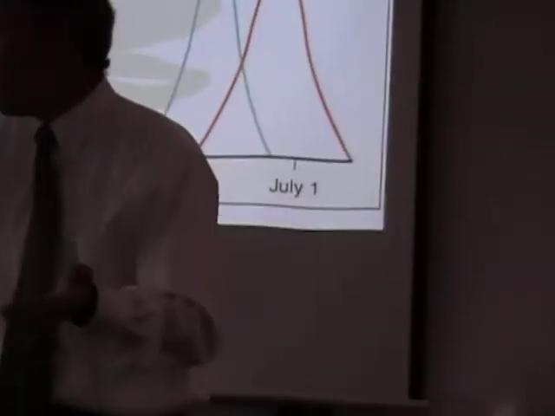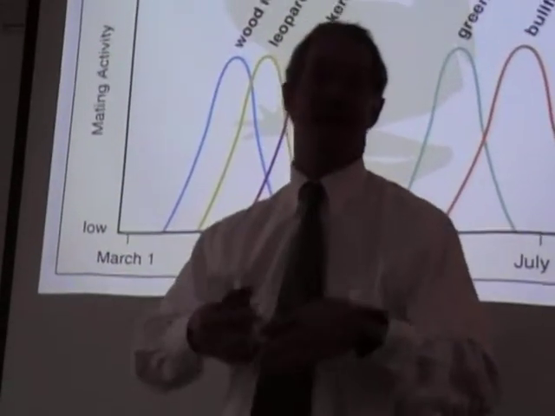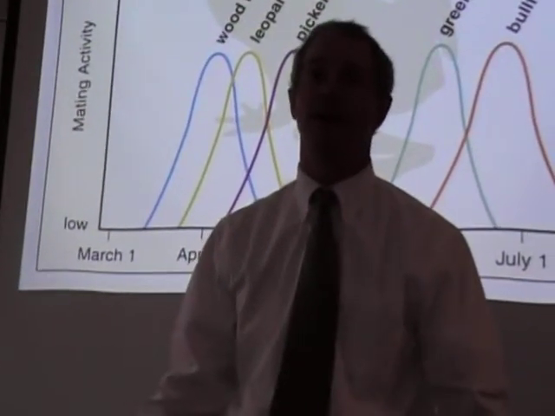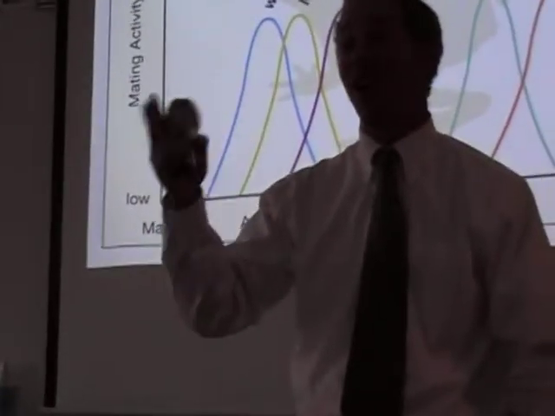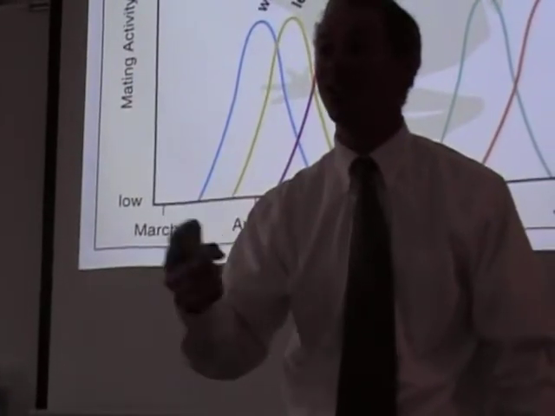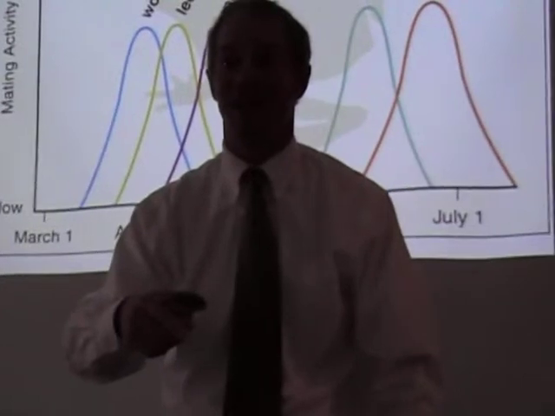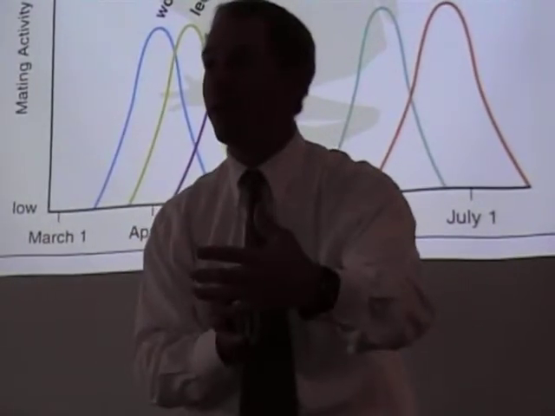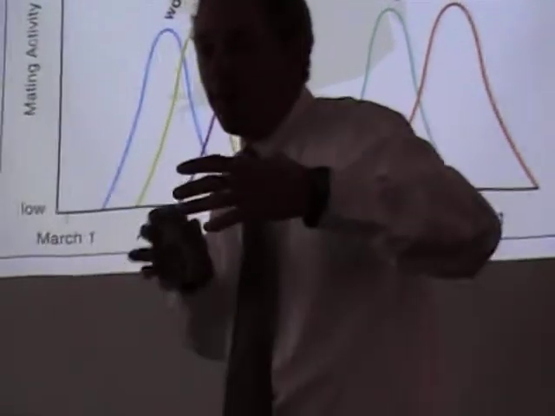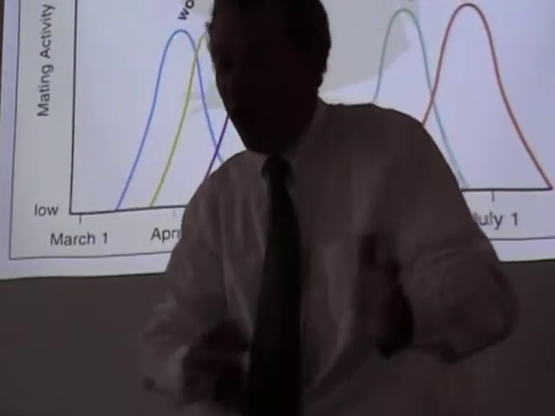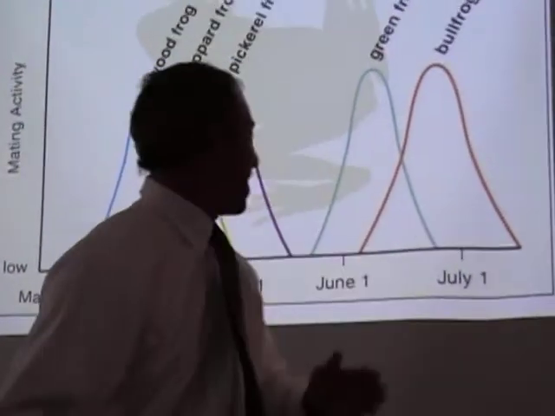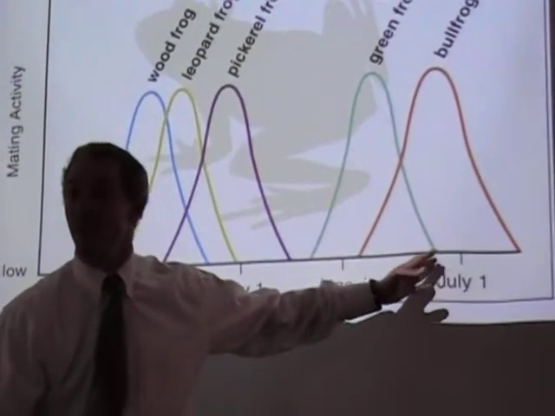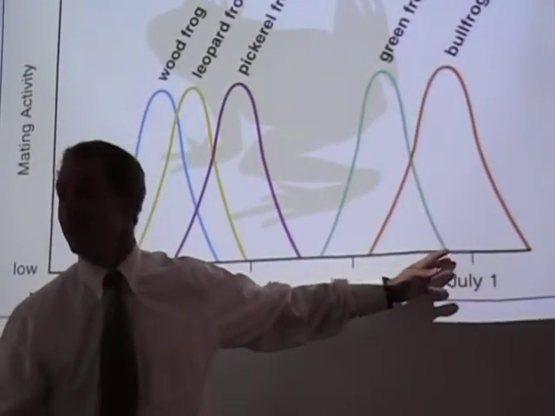Well, if there's no other frog with that mutation, that frog will just die and not survive. But if there's another frog with the same mutation, and it also wants to mate on July 1st, guess what? Those two frogs will mate with one another. And they'll have a bunch of babies, and all those babies will probably want to mate around July 1st too, unless one of them has a mutation.